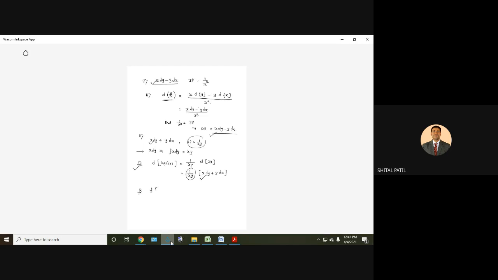D of, what is the B option? D of log of y by x. Let me start with this. So the derivative is 1 upon y by x into d of y by x. So it is x by y after simplification, and the derivative of this is x as it is, denominator as it is, derivative of numerator, minus y derivative of denominator, divided by denominator square, x square. So no doubt I am getting 1 upon xy, but I am getting x dy minus y dx. I am getting a negative sign. So the integrating factor is correct, but I am not getting the differential equation. The differential equation is x dy plus y dx. Right? Getting everyone? Yes sir. Understood? Okay.